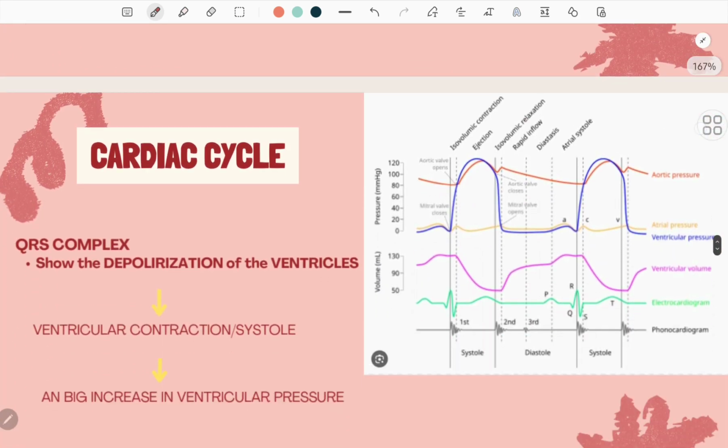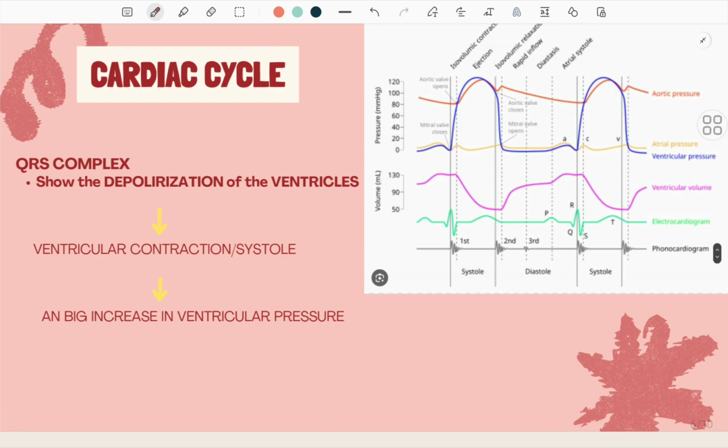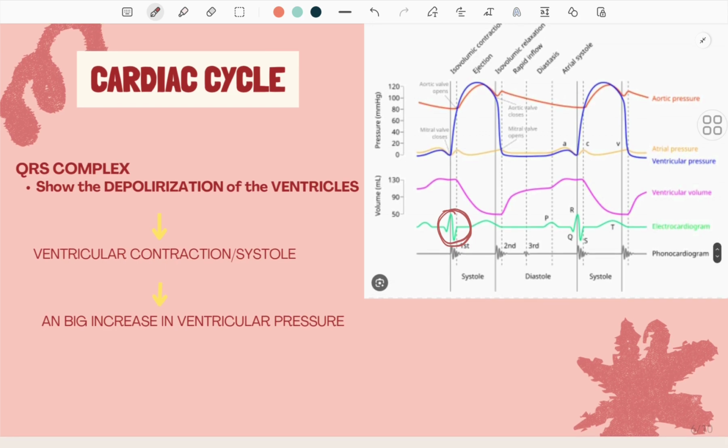Now, on to the next stage, we have the QRS complex. In the ECG, this is where we can see the QRS complex. It shows the depolarization of the ventricles. So again, the depolarization sends signals for the ventricles to contract, and that is what we call a ventricular contraction or systole. When the ventricles contract, there is a big increase in ventricular pressure, which we can also see in the ECG here. The blue line is the ventricular pressure, and it has a big increase.